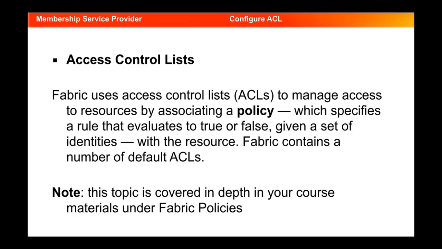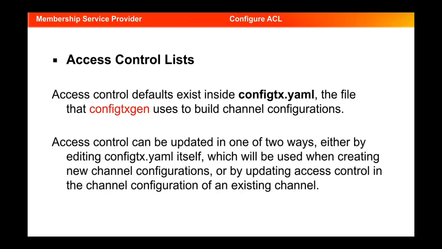So, Fabric uses ACL to manage access to resources by associating them to a policy. A policy is nothing but a specific rule that evaluates to true or false. Fabric contains a number of default ACLs. This topic is already covered in Fabric policies in the previous section. If you want to refresh your memory, please go back to those slides and lectures, and come back and continue watching.